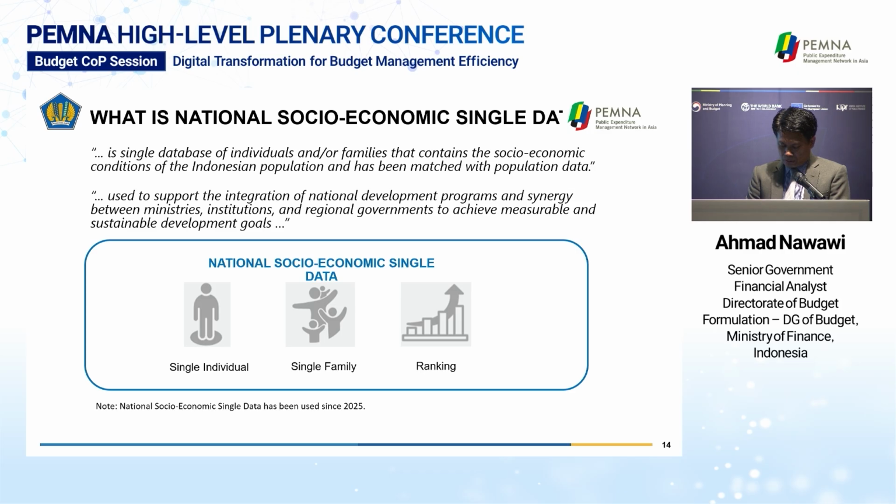Then we go to better targeting through the National Social Economic Single Data, DTSEN. What is DTSEN? DTSEN is a unified national database of individuals and families. It contains socio-economic information linked with population identity data. The database provides welfare rankings, allowing the government to identify households based on their relative economic condition. Since 2025, DTSEN has become the primary reference for social assistance targeting in Indonesia.